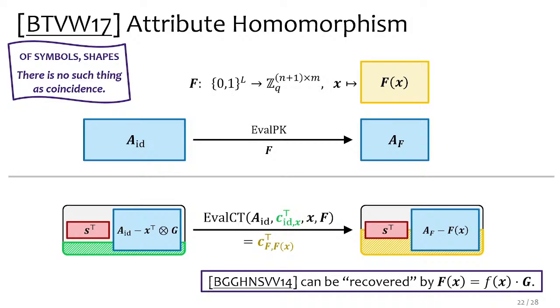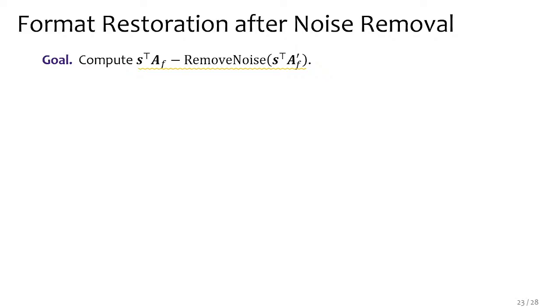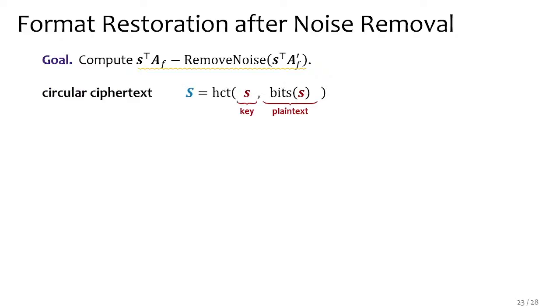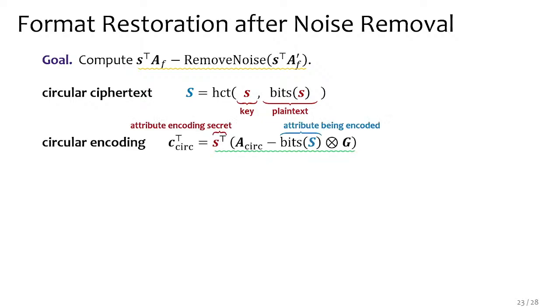Okay, with those two tools, we're ready to do the format restoration, which is to compute this subtractive term. For this, we'll need two new things. First is the circular ciphertext, which is something we see in FHE, which is encoding S under s. And we also need a circular encoding, but it's different from the previous version. So previously, we encoded the bits of the LWE secret as attribute, but now we're encoding the ciphertext of the secret as the attribute.